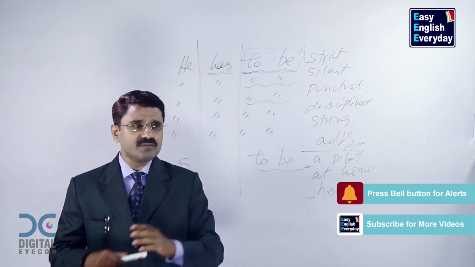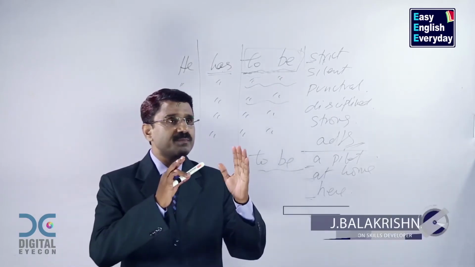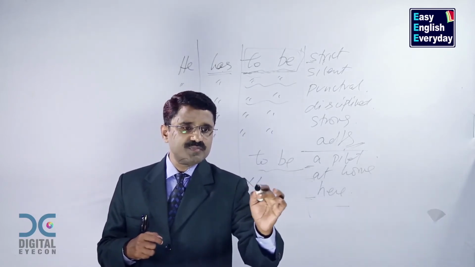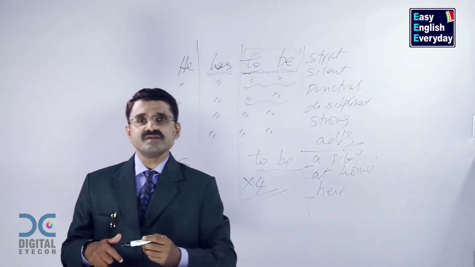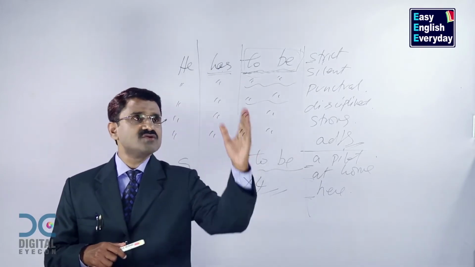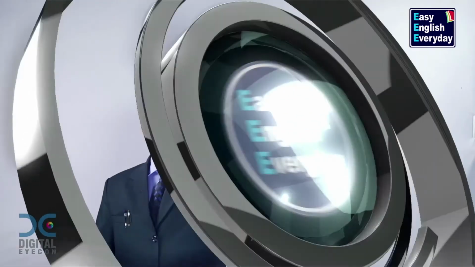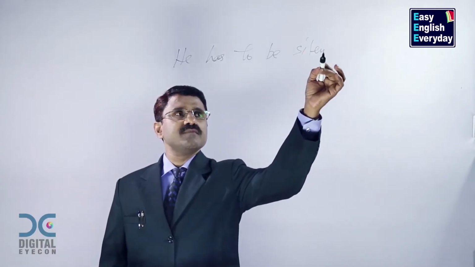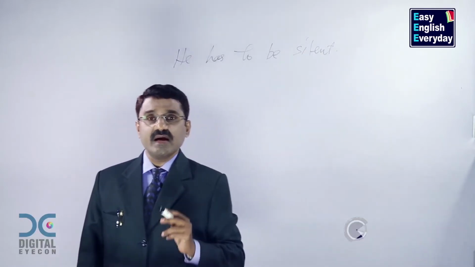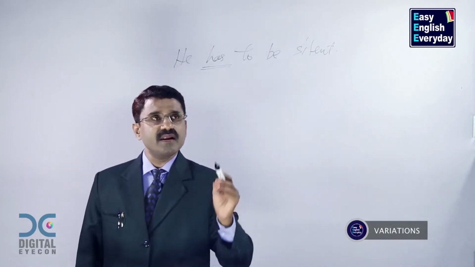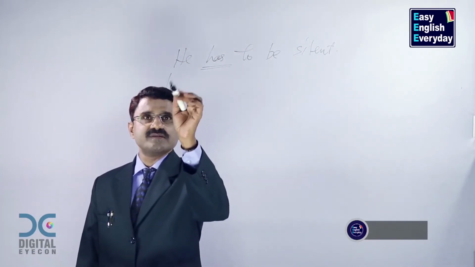After making large number of sentences, after practicing more and more sentences, try to learn how to practice the variations also. I'll tell you how to make the variations with each sentence. He has to be silent. This is called affirmative form. Now I'll tell you how to make the negative form of this sentence.